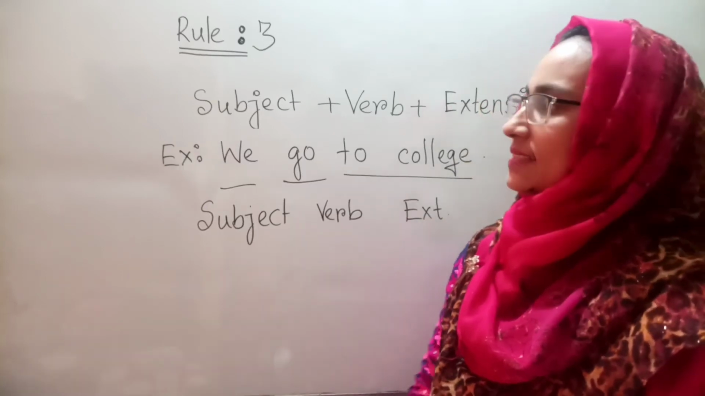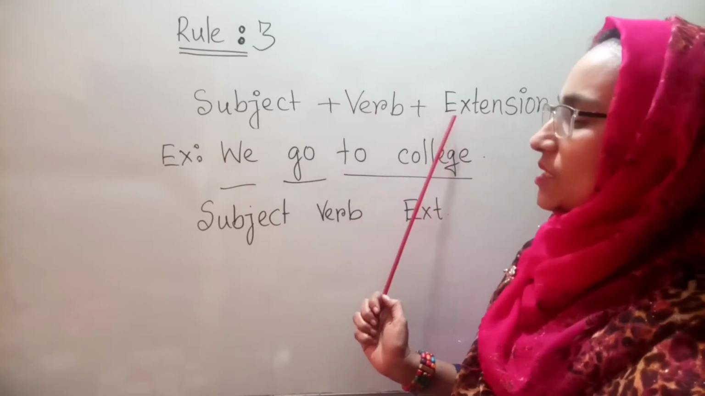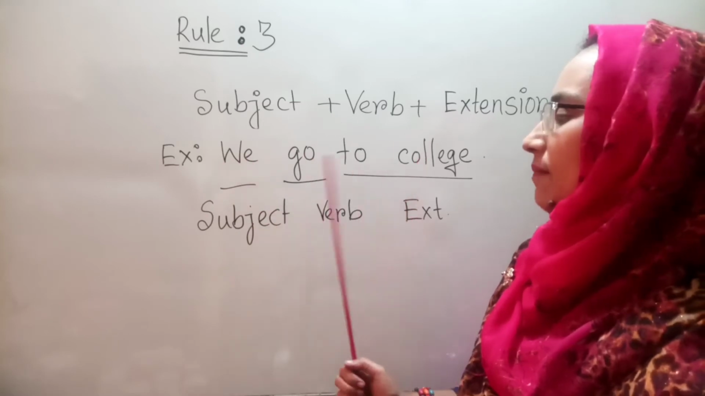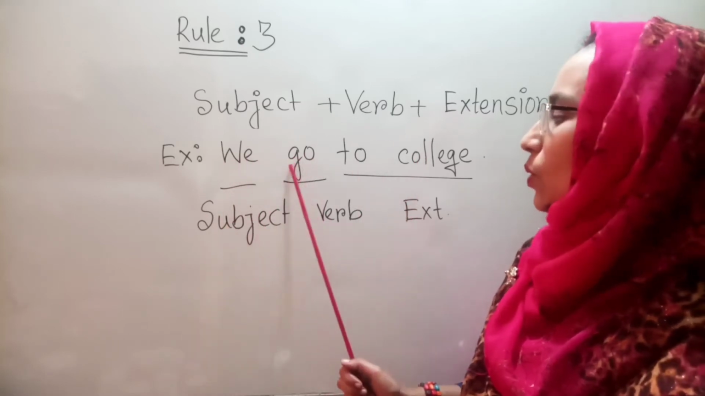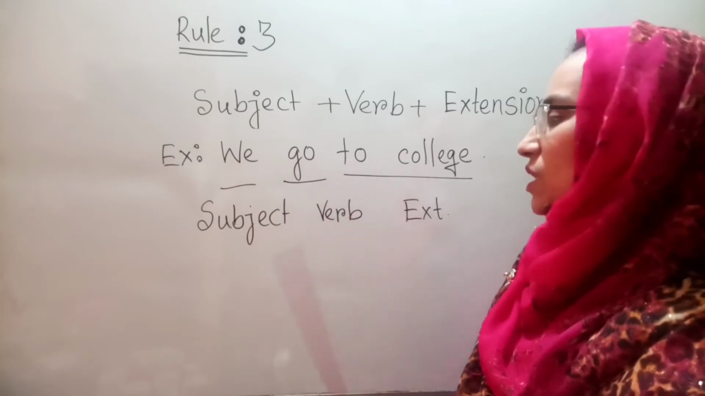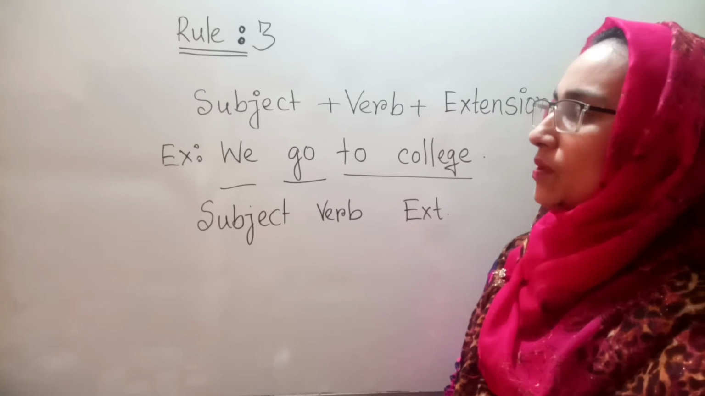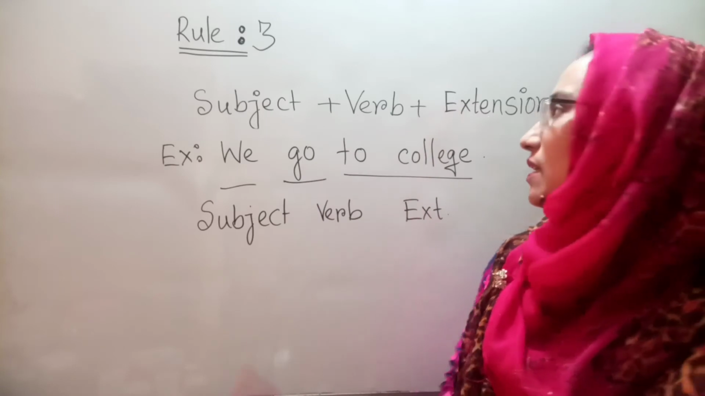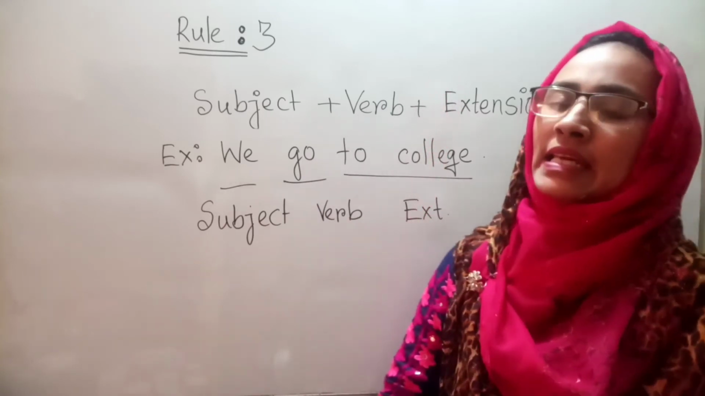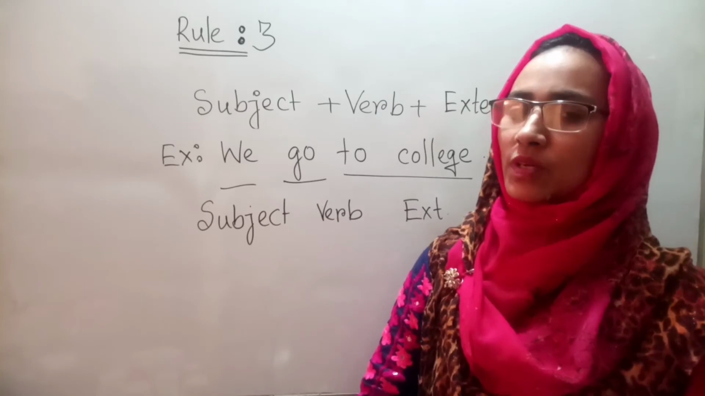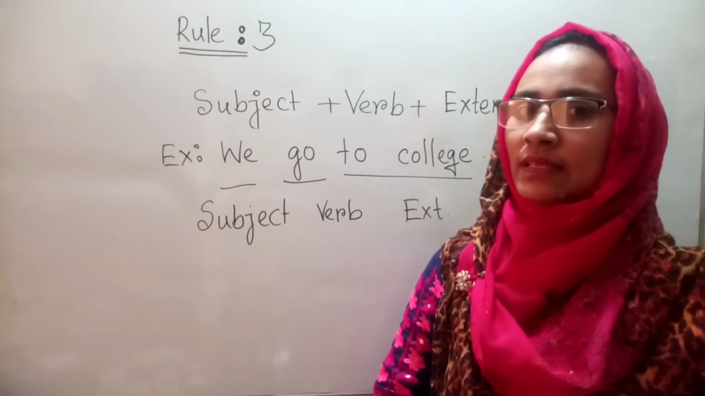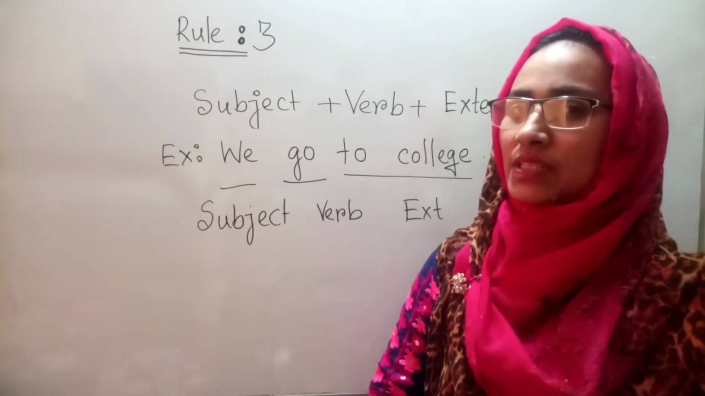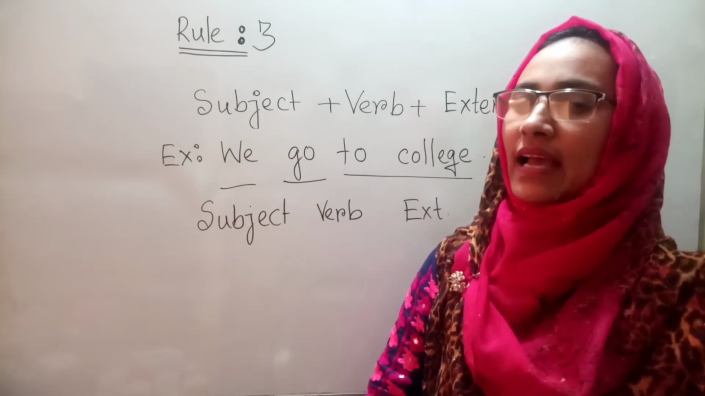My third rule is subject plus verb plus extension. Here I wrote we go to college. We is subject, go is verb and to college is extension. In my last rule, I discussed subject plus verb plus object. There is a difference between object and extension. If we get the answer to the questions what or whom, then that will be the object. If we don't get the answer by these two questions, that answer will be extension.